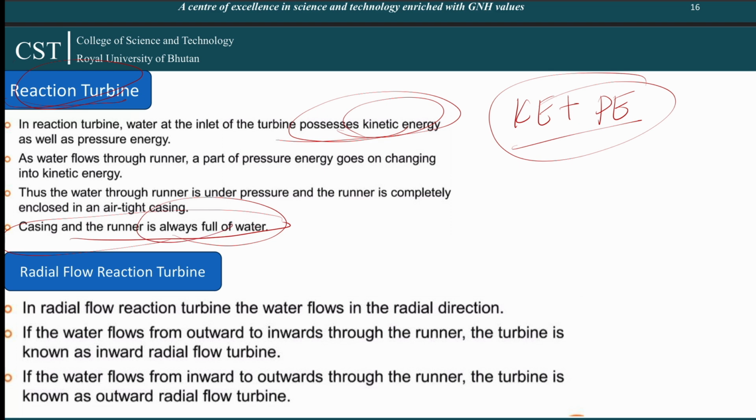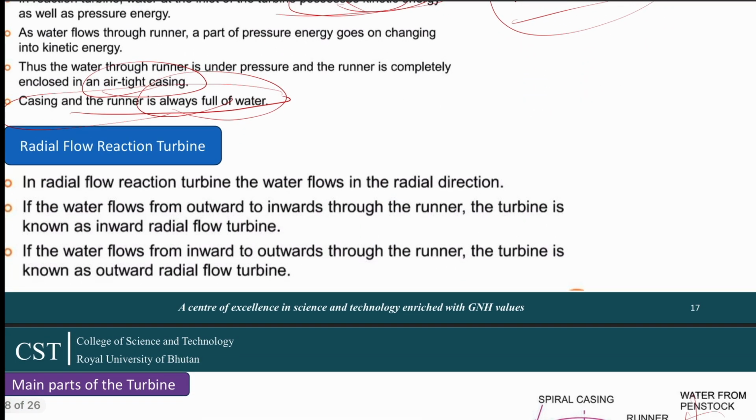Once the water is taken out of the penstock, the pipe we use to bring the water from the dam, it goes into the casing, which is an airtight casing. Now, about the radial flow reaction turbine: there are two types, the inward flow reaction turbine and the outward flow reaction turbine.